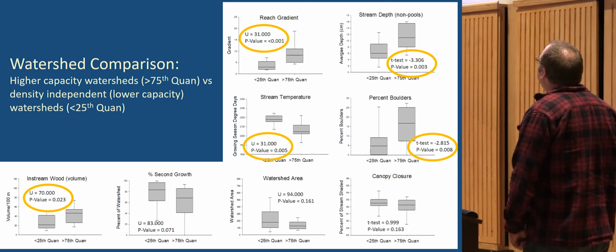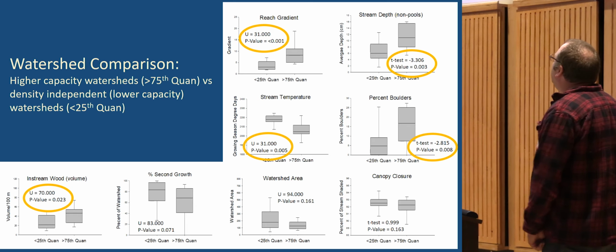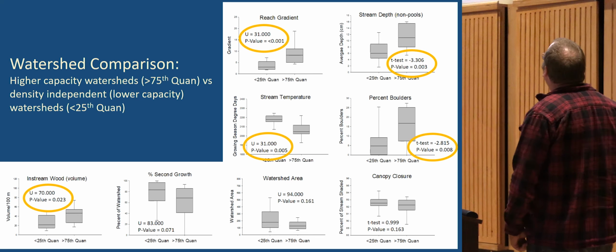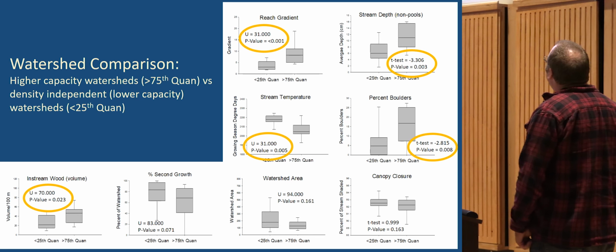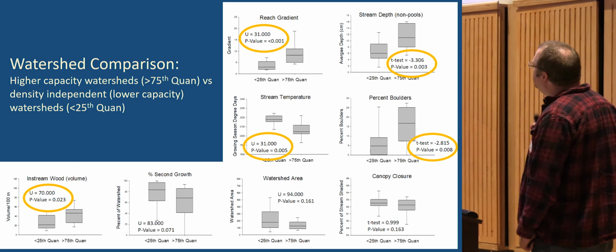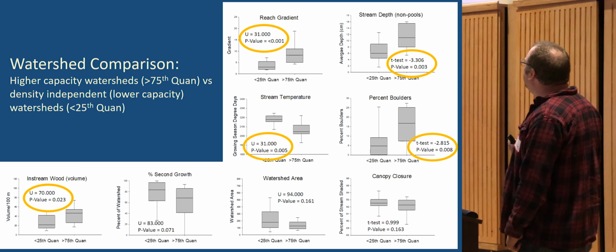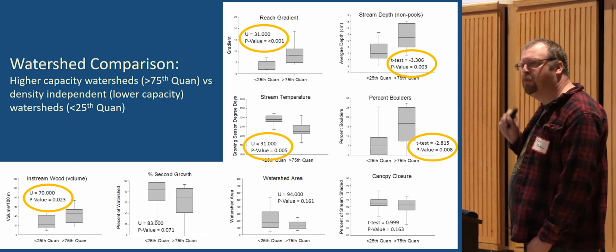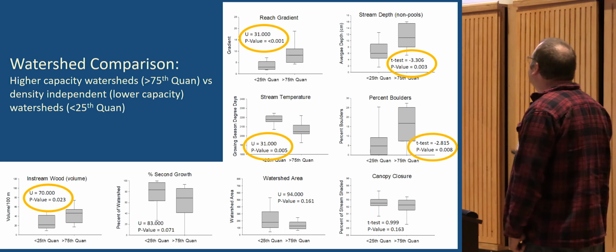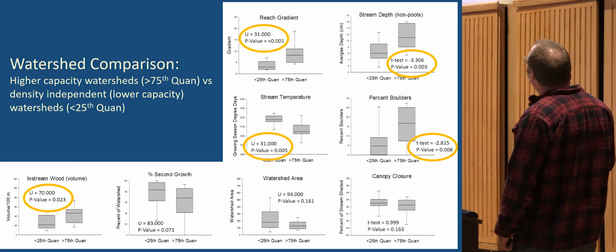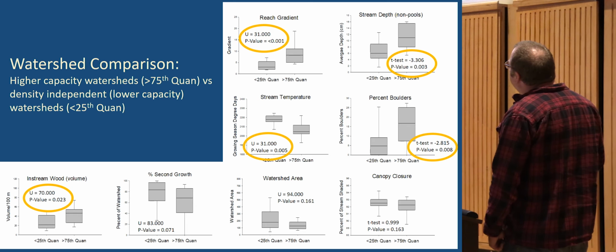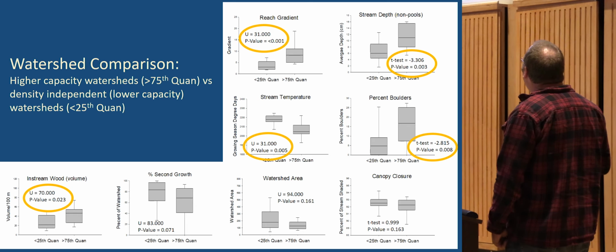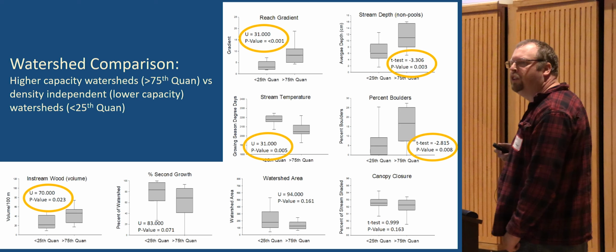Deeper streams had higher capacities. Streams with lower water temperatures had higher capacities. Higher percent boulders had higher capacities, and in-stream wood came into play here and was higher in our higher capacity watersheds compared to our lower capacity watersheds. And then percent second growth, watershed area, and canopy closure, there was no significant difference between these metrics.